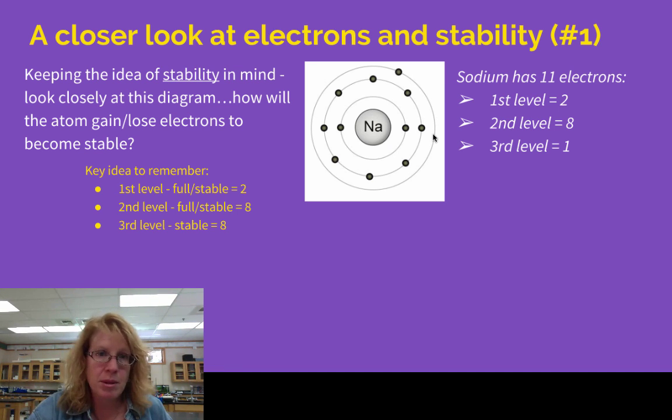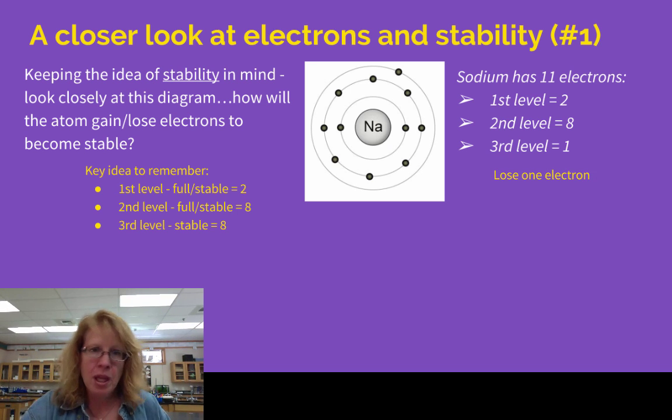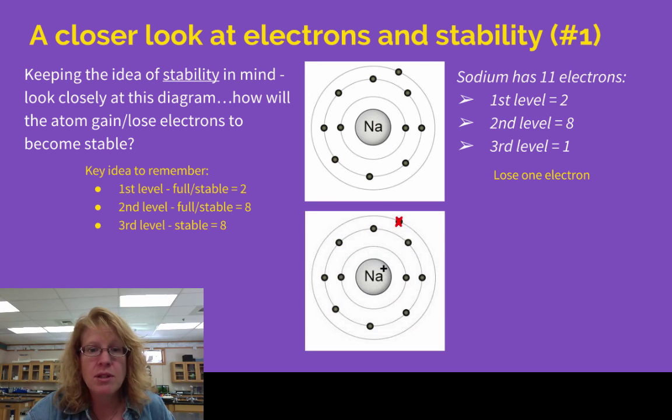That's definitely not stable. That's the opposite of stable. We would call that reactive. So what's it going to do? It's going to try to get rid of that one electron, because if it gets rid of that one, it then drops down to a stable configuration. So here's what that looks like when it does that. Here I've shown a little X through that last electron. Let's say it gets rid of it, throws it away, gives it to something else. And now it's got a slightly different arrangement.